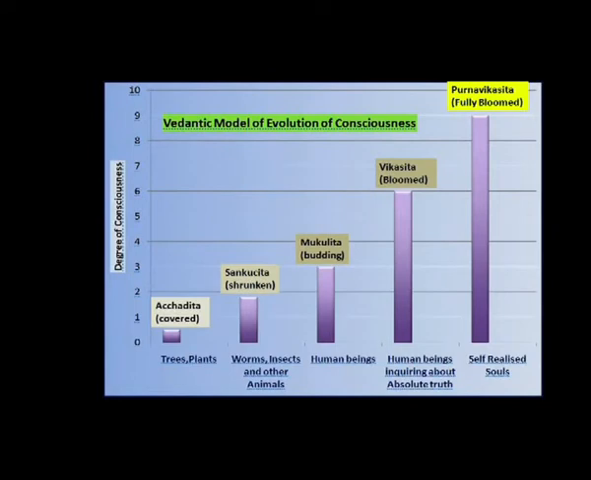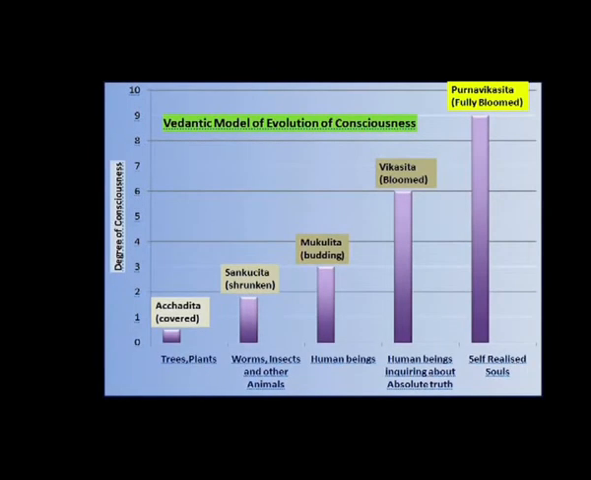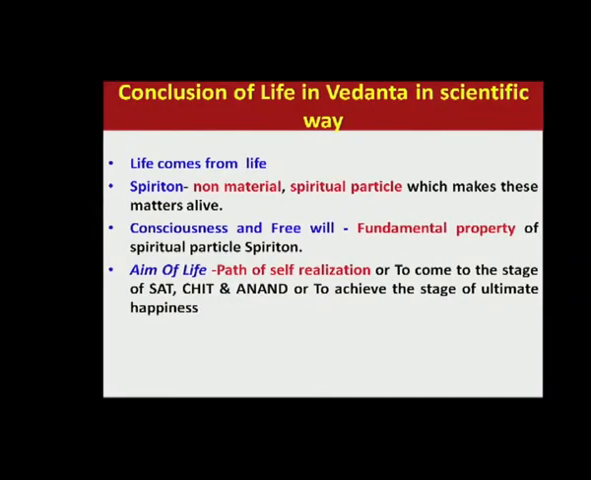The worms, insects and other animals have shrunken consciousness, and human beings have budding consciousness. People who are inquiring about absolute truth have bloomed consciousness, and self-realized souls have fully bloomed consciousness. Life comes from life, that is a spiriton only, which emerged from the big soul. Spiriton is the non-material spiritual particle which makes matter alive.